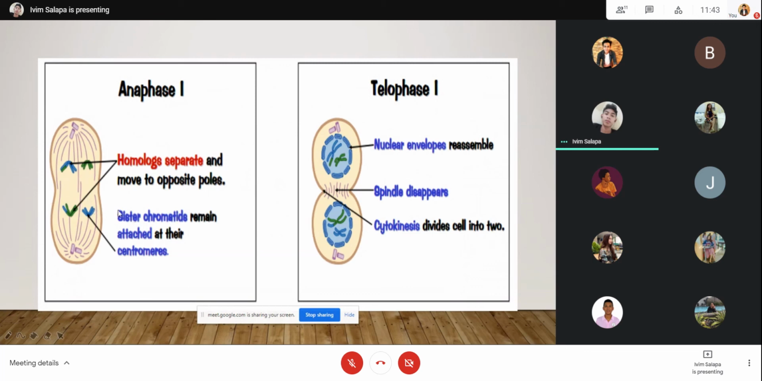So that is the difference between them, ma'am. In meiosis, there is a green or blue combination, which is not present in anaphase in mitosis. It happens in anaphase 1 of meiosis, ma'am.